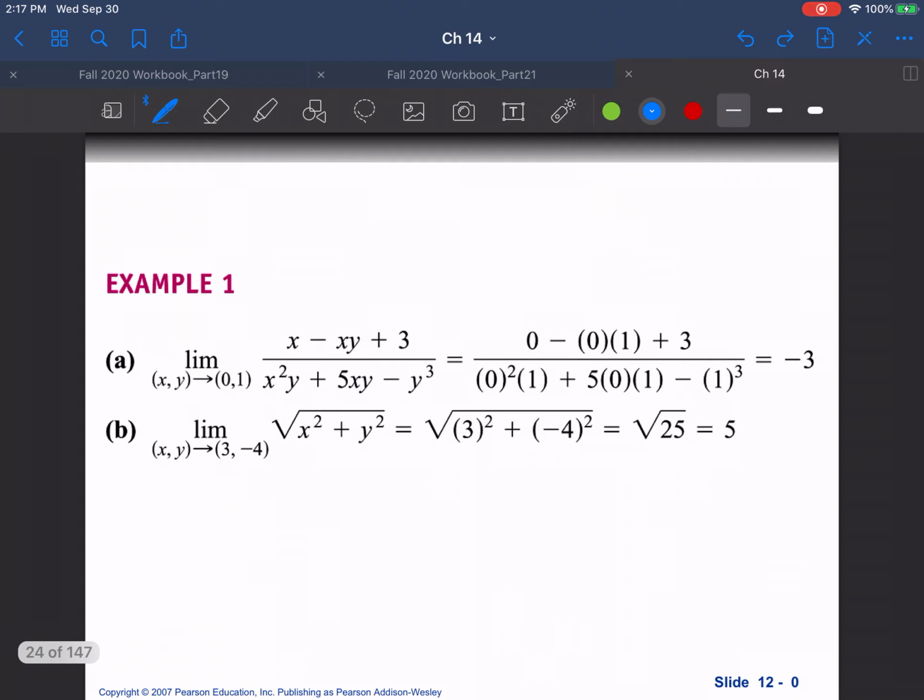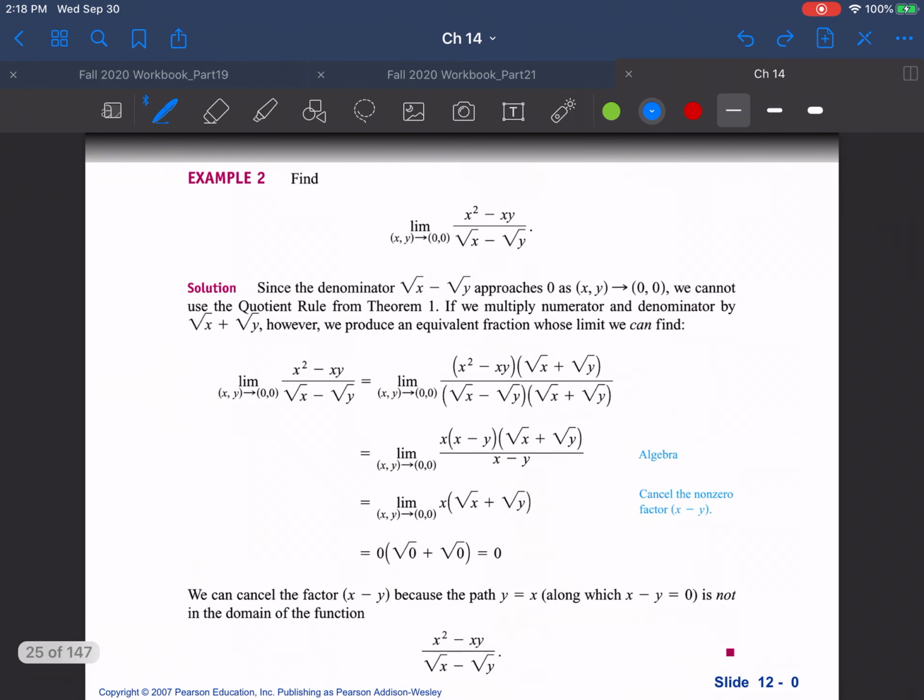Okay, so let's take a look at some examples. These ones are pretty nice because you can just plug in 0 and 1 and you don't get anything. You're not dividing by 0. You don't get any of those indeterminate forms. So you just plug in 0 for x and 1 for y in this first one, 0 for x and 1 for y in that one, and you'll get a -3. For the second one, you plug in that 3 and that -4 straight in and you get 5. So pretty simple limits there.